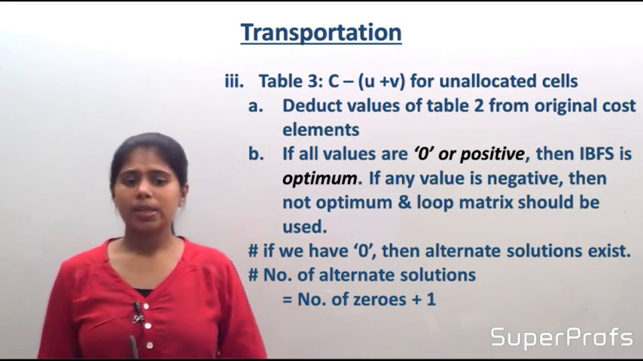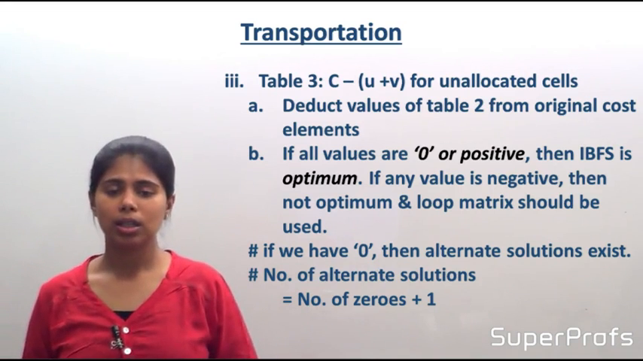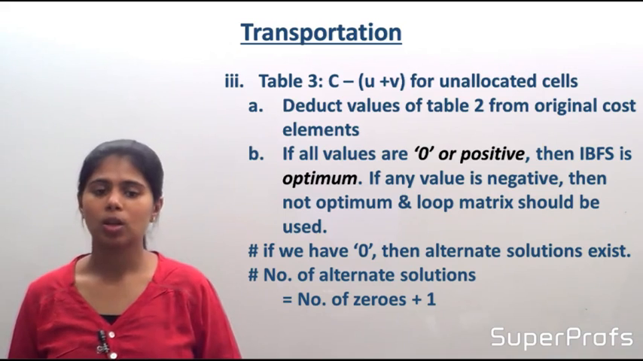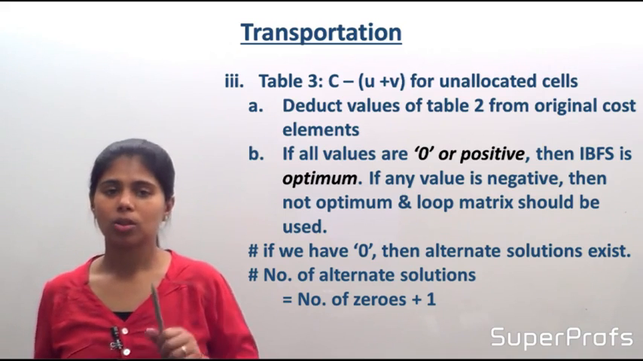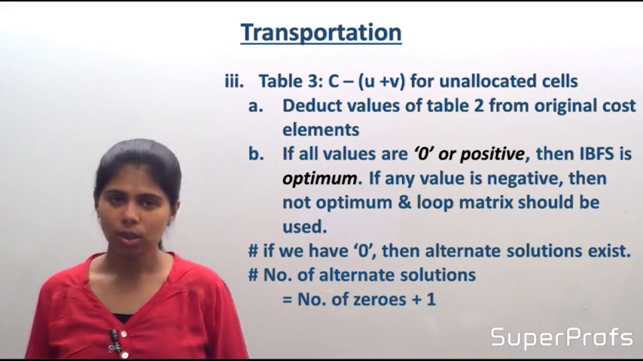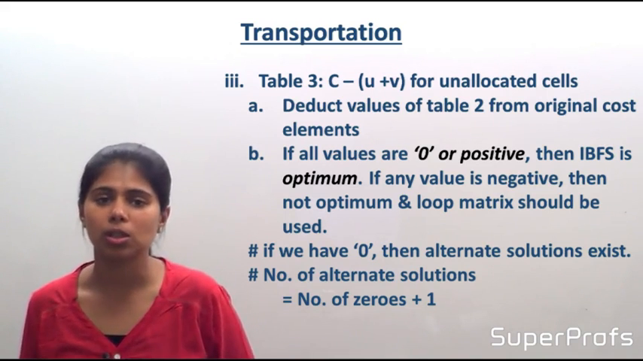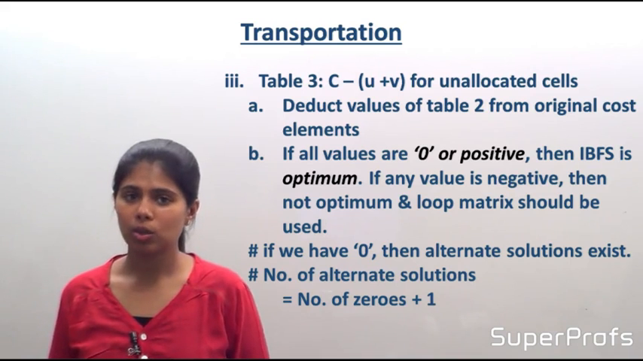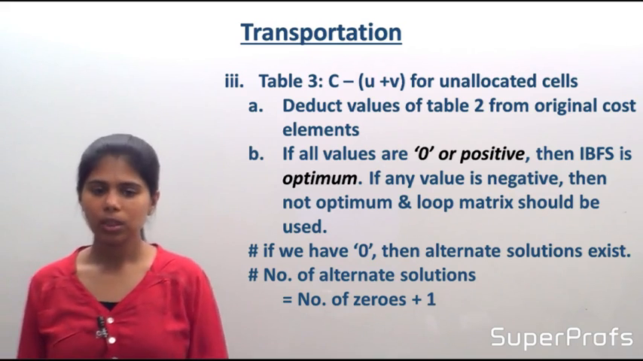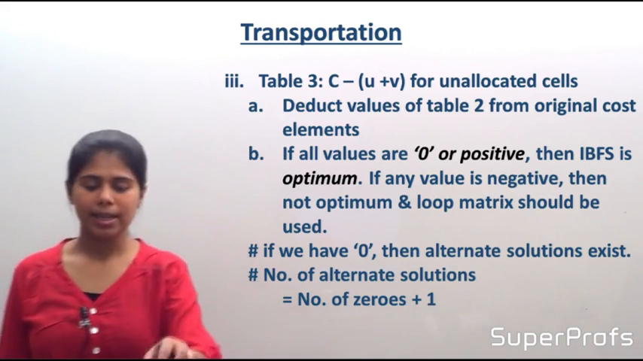If any value is negative, then it is not optimum, and we have to use loop matrix to be able to get an alternate solution, to be able to get an optimum solution. If we have 0, then it only means that we have alternate solutions, and the number of alternate solutions will be number of zeros plus 1. So that is the optimality test.